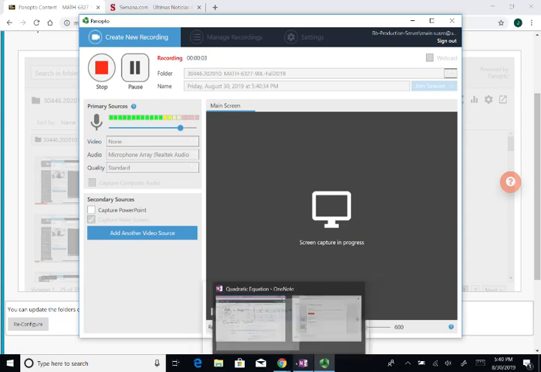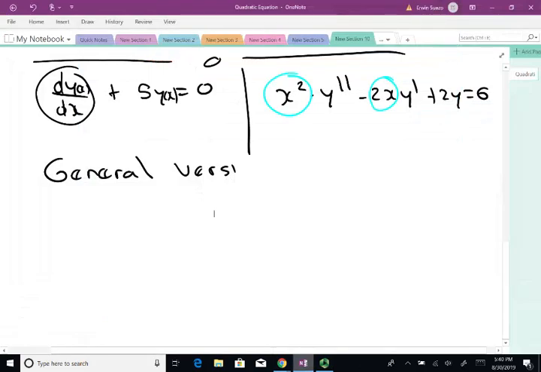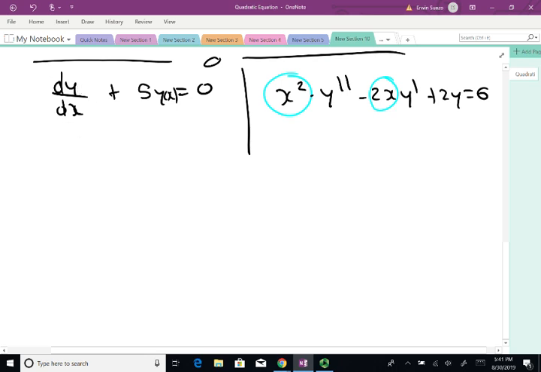Okay, so we're gonna talk about general differential equations, how general differential equations look. The first way to classify differential equations is the following. You could consider this equation. This is a first order differential equation because it has one derivative.